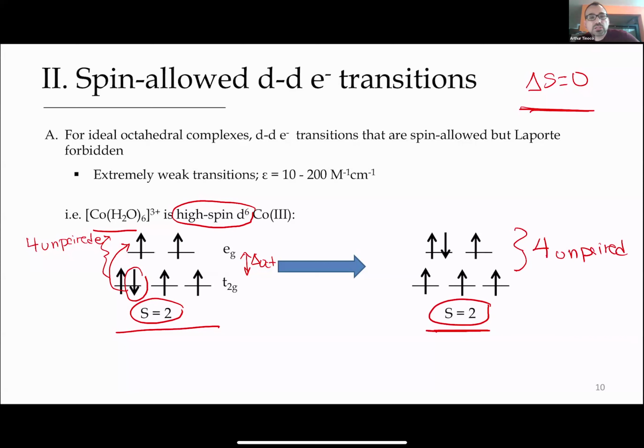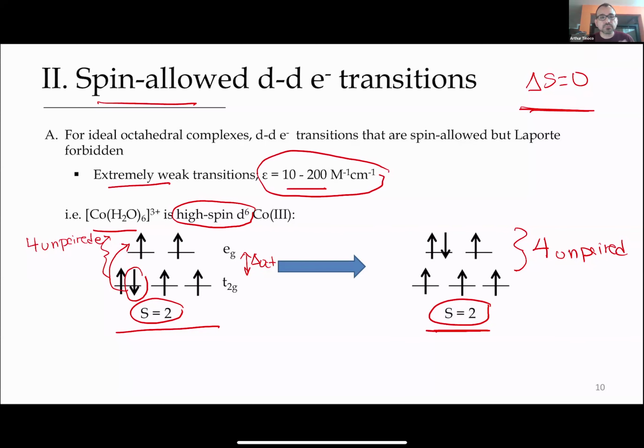All right, so what does that mean? Well, that means that this particular system is spin allowed. It's still Laporte forbidden, okay? So I'm going to keep reiterating that. I'm going to be annoying about it. It's Laporte forbidden, but spin allowed. And because it's spin allowed, you're going to have a bigger extinction coefficient than you do for a spin unallowed or a spin forbidden. But even though you have this value between 10 and 200 per molar per centimeter, it is still considered extremely weak.